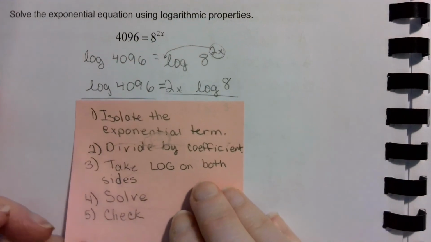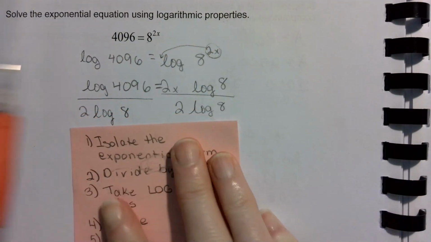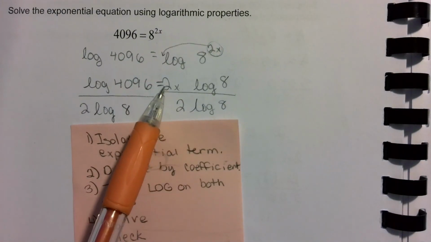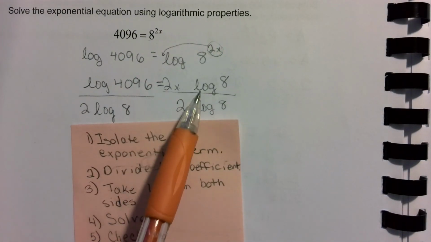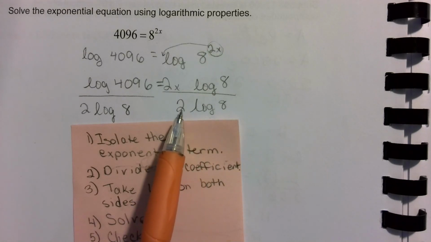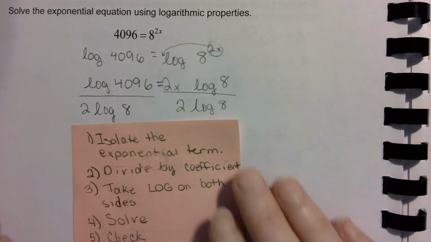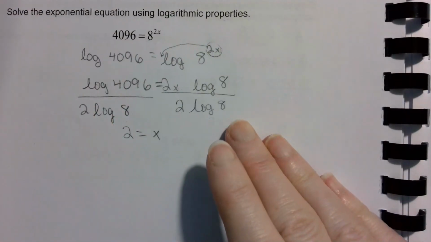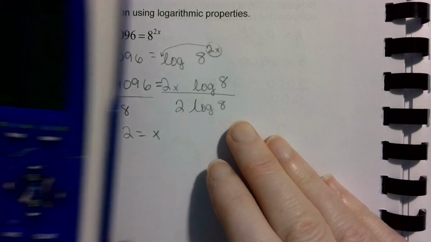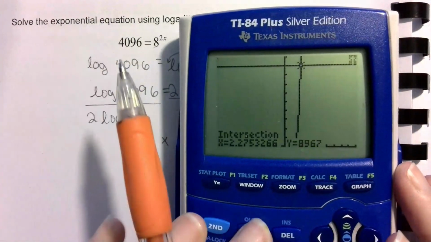So if we want to solve this by solving it for x, isolating that x, I've got to divide by 2, and I've got to divide by the log of 8. So I'm going to divide by 2 log of 8 on both sides of my equation. Then, let's see what that gives me.